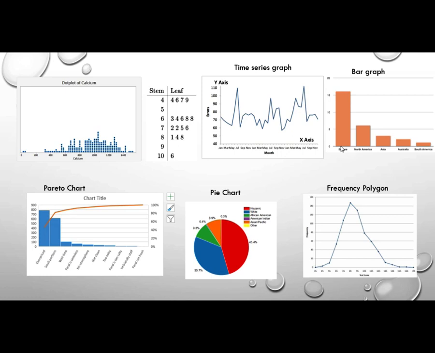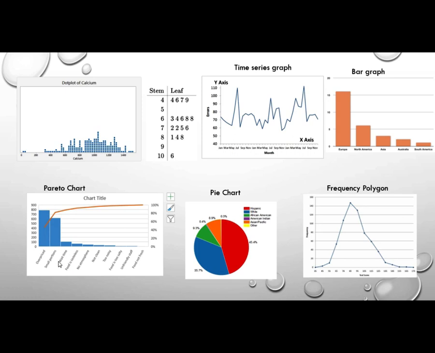This is a bar graph. Notice in a histogram, the bars touch unless there's missing data, but here it's categorical. So Europe and North America are two separate and distinct things. They are discrete. You can't be Europe and North America at the same time. And so a bar graph is only used for nominal or categorical data.